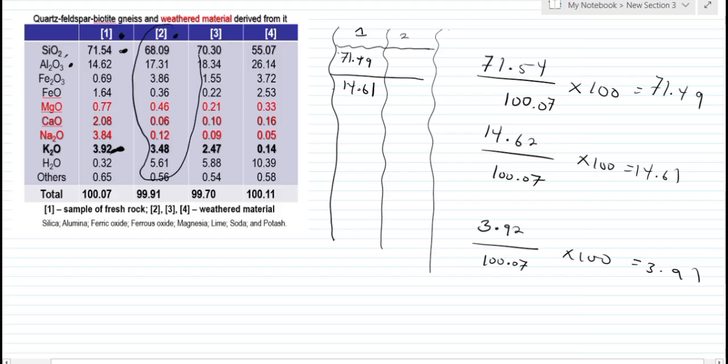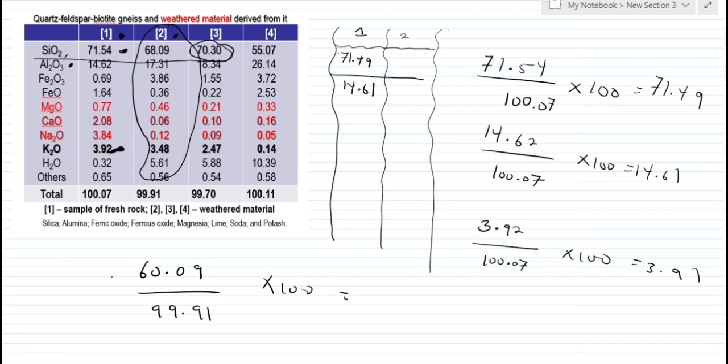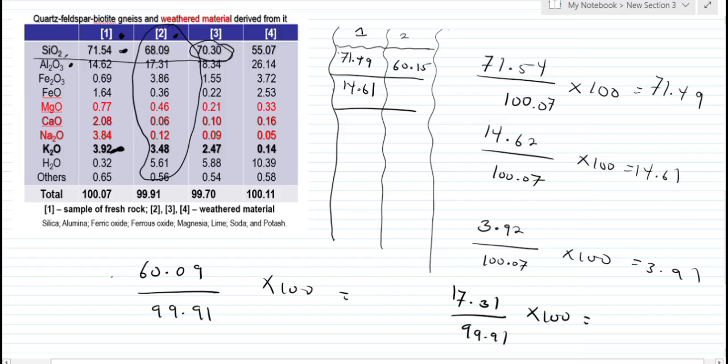You are going to do a similar thing for sample two. Let's start with the SiO2. We have 60.09 divided by 99.91, then multiply this whole thing by 100. That gives 60.15. Then let's also do it for the aluminum. We have 17.31 divided by 99.91, multiplied by 100. That should give 17.33. So this is how you make sure the total comes up to 100.